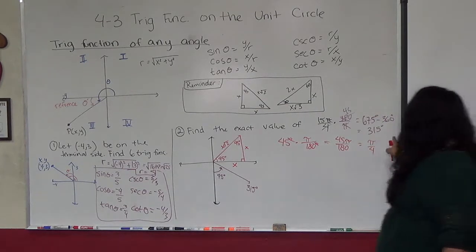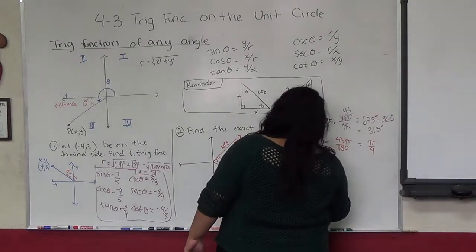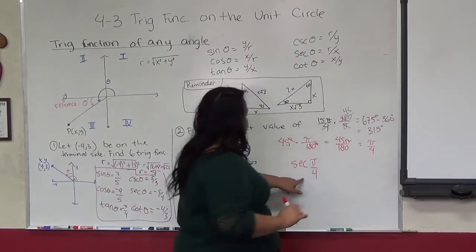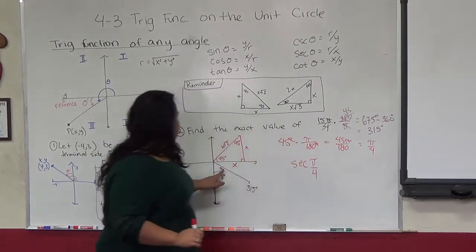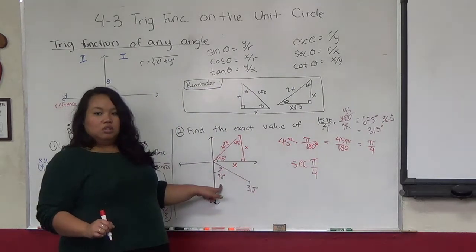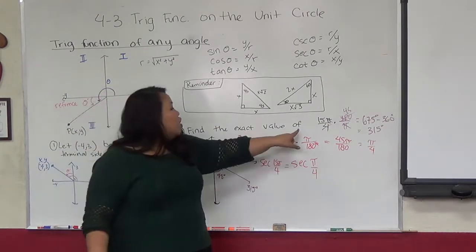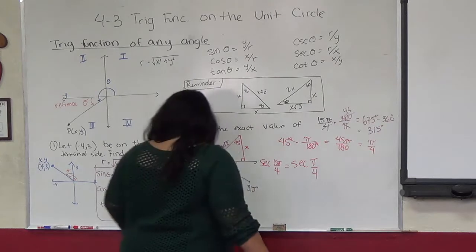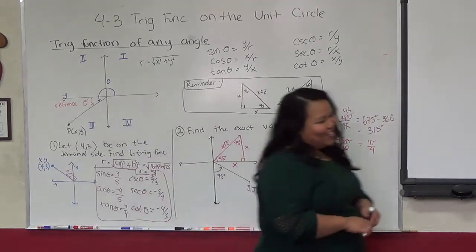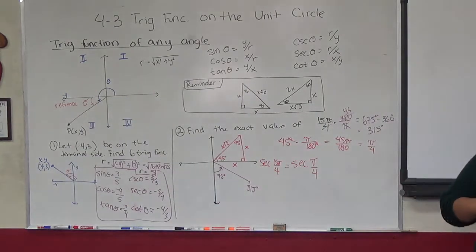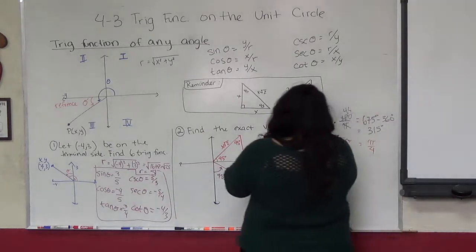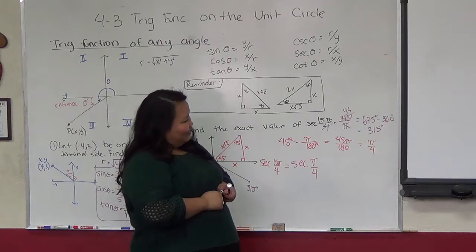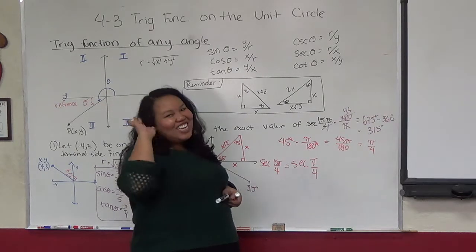So we're looking for secant. Wait, what was the point of doing pi over 4? That's the 45 degrees. That's the reference angle that I used. Okay, but what is the exact value of? It wants you to find the exact value of that, because you're just saying secant.